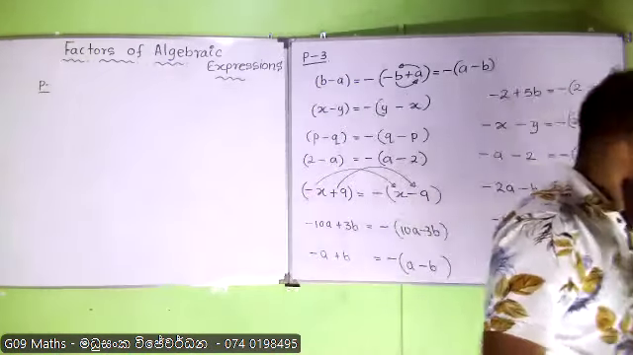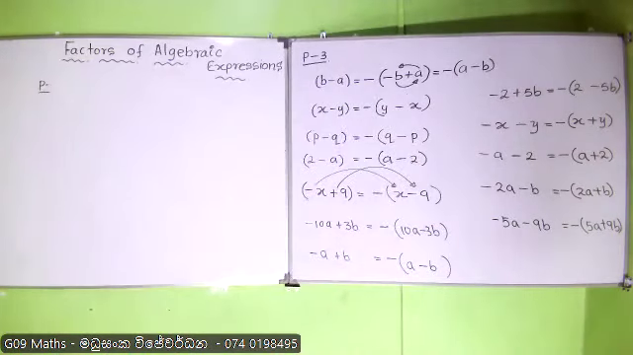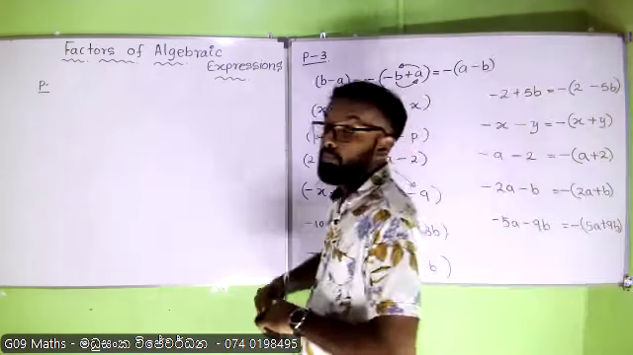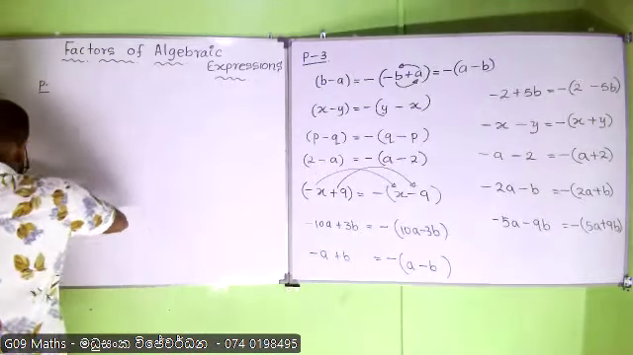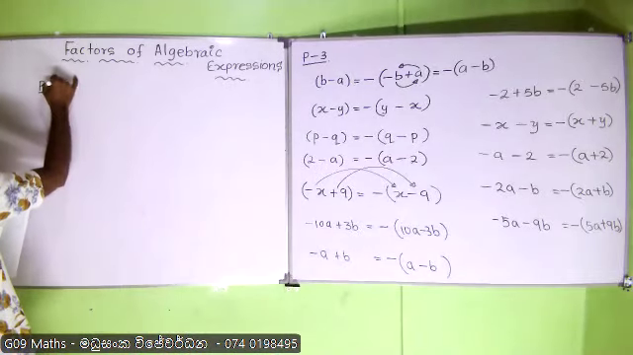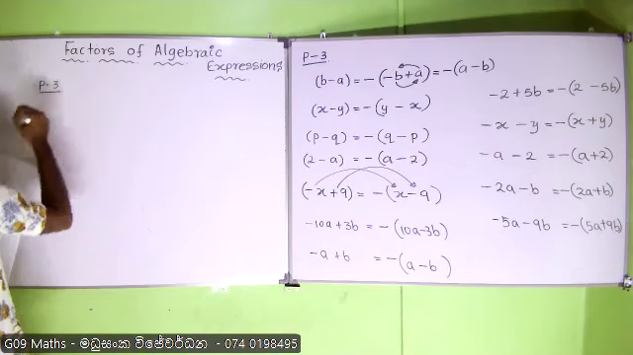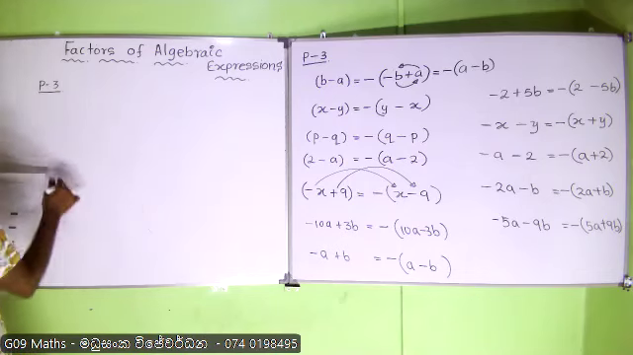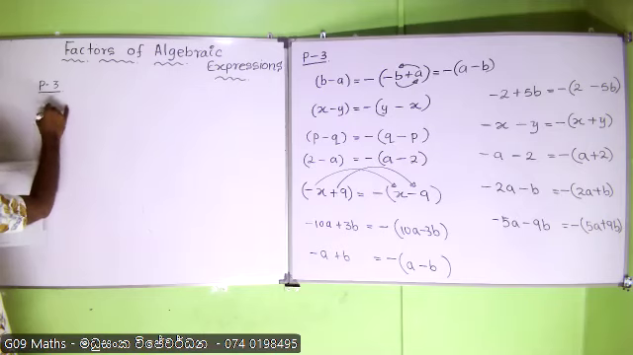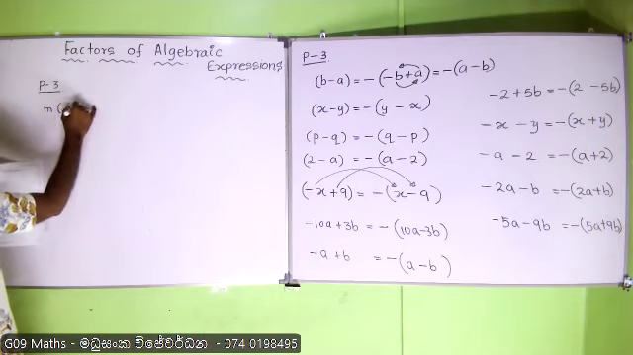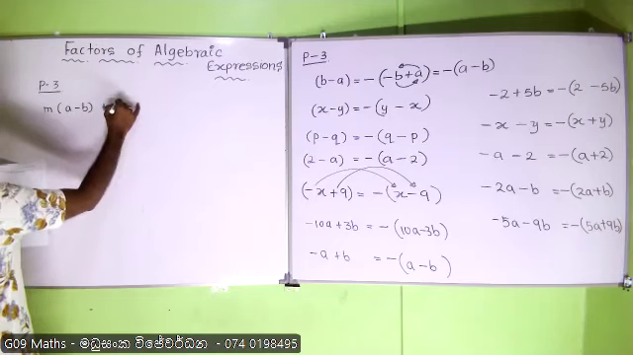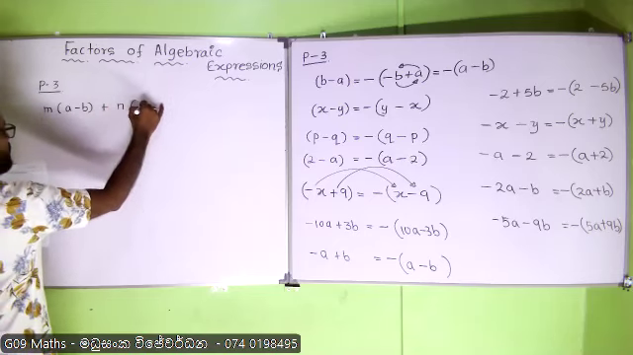Alright. So we are going to do example number 70, page number 3. Right. So there is something like this: m(a minus b) plus n(b minus a).